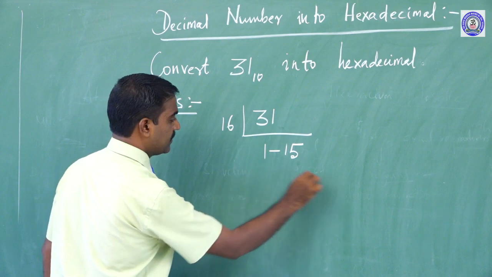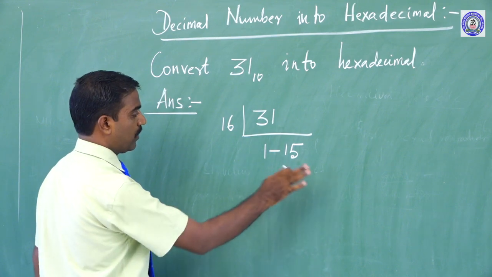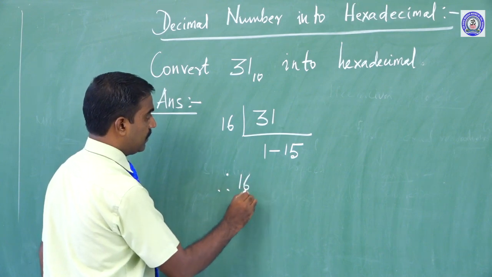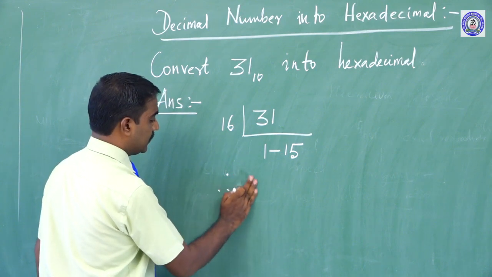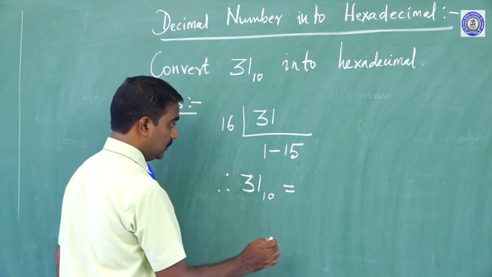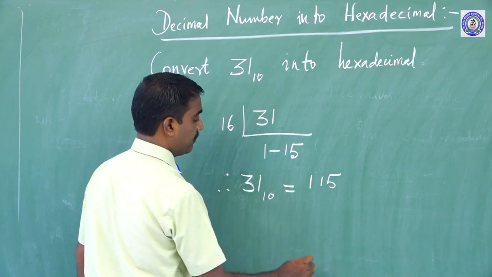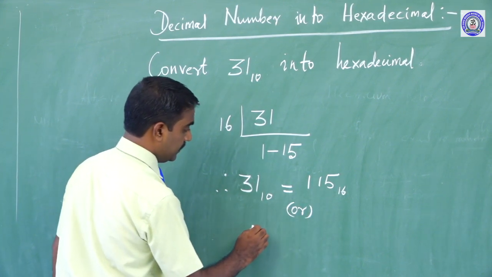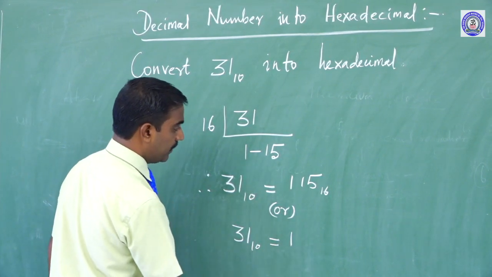Sir, it should be divisible by 16. The 1 divided by 16 is not possible. That is why the answer came. How, sir? 31 base 10 is equal to 1 and then 15 base 16. The simple example here: 31 base 10 equal to 1.